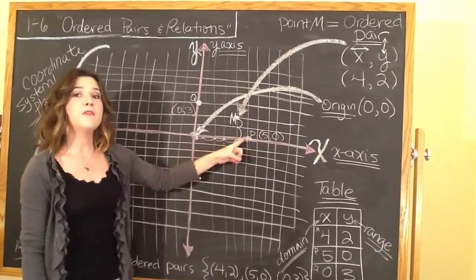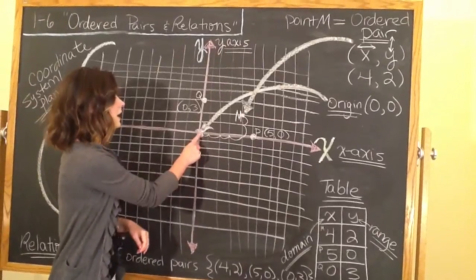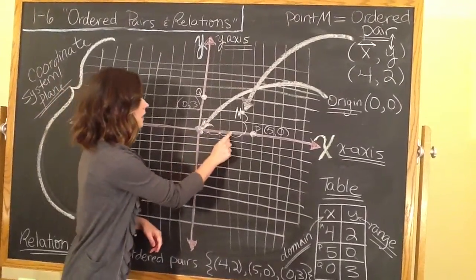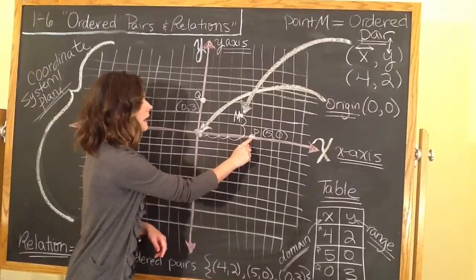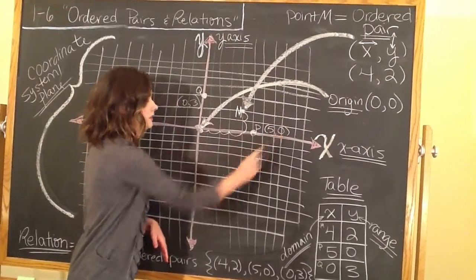Now over here we have point P. In order to get to point P, I have to start at the origin, and I have to go over 1, 2, 3, 4, 5 places to the right, and I do not have to go up or down, which means our point is 5, 0.